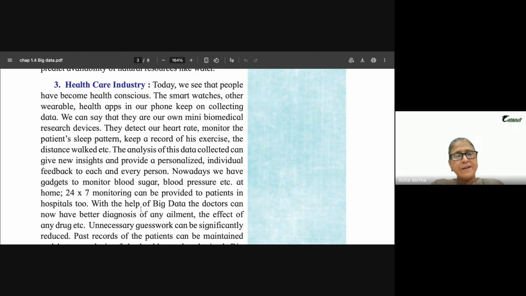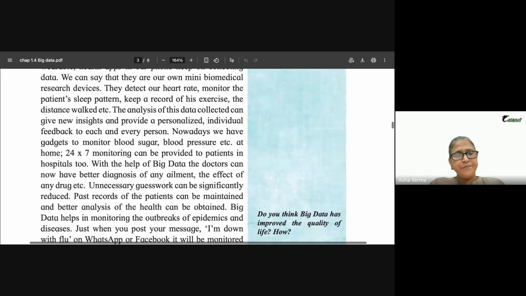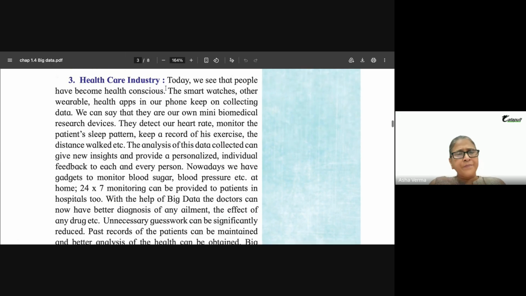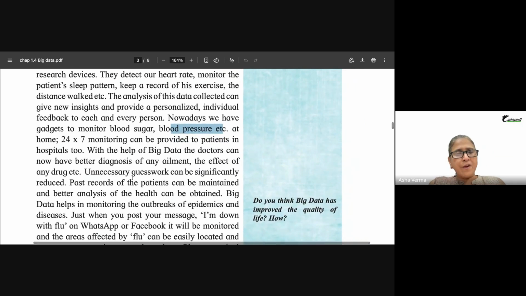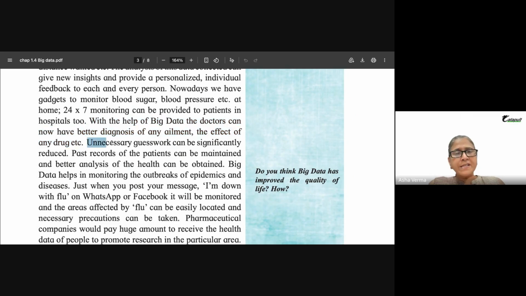With the help of big data, the doctors now have better diagnosis of any ailment, the effect of any drug, etc. So now your walk, your activity, your heart rate, your sleep pattern, your exercise, sugar, blood pressure, all this can be recorded. And if you're on some medication, the patient's response to the medication can also be recorded. Unnecessary guesswork has significantly reduced.